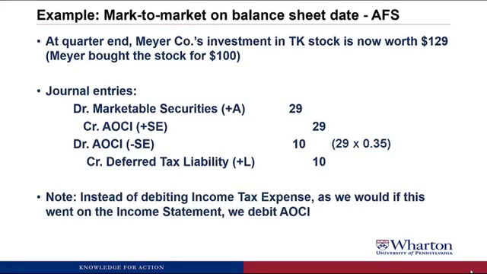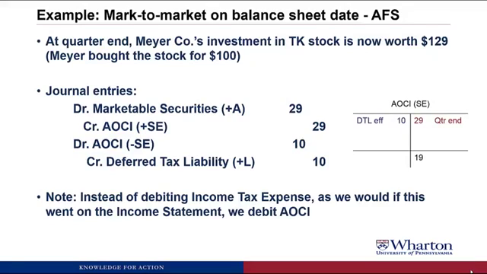So instead of debiting income tax expense, the way to think about this is we're debiting AOCI, so that what goes into AOCI is both the gain of 29 that we get at quarter end and the tax effect of that gain of 10, which is a net effect of 19.